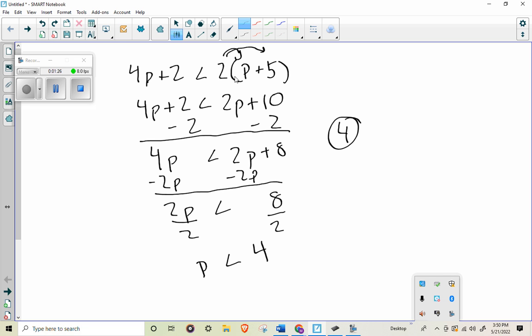The one thing you do have to look out for is really in this last step right here. Or if you decide to divide by 2 up here, you're going to divide both sides by 2. If at any point you divide both sides by a negative, or if you multiply both sides by a negative, you have to flip this sign in the middle.